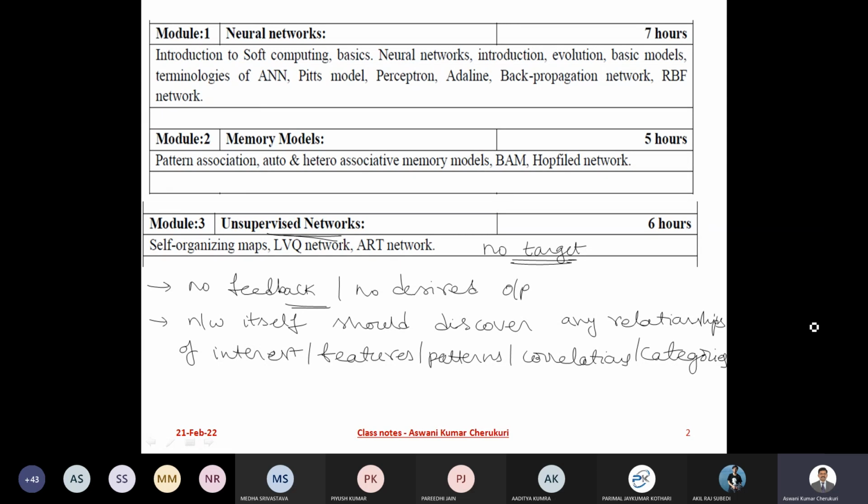So the beauty of these networks is that these networks are unsupervised. Hope you have got the point. Right? Hello? Yes, sir.